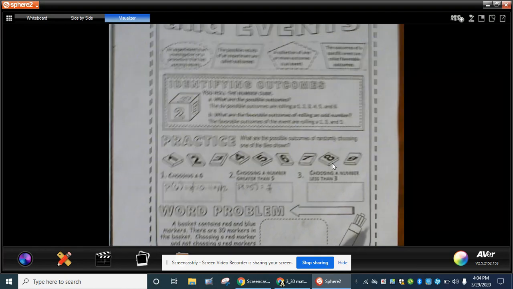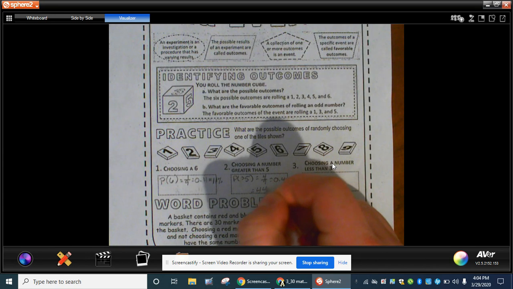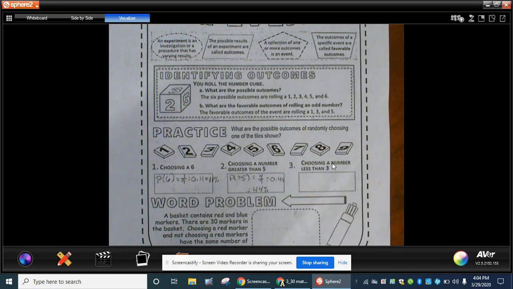Okay, all right. So as a decimal, this would be 0.44, or as a percent, that would be 44%. If you haven't noticed yet, probabilities are measured from 0 to 1 or from 0% to 100%.